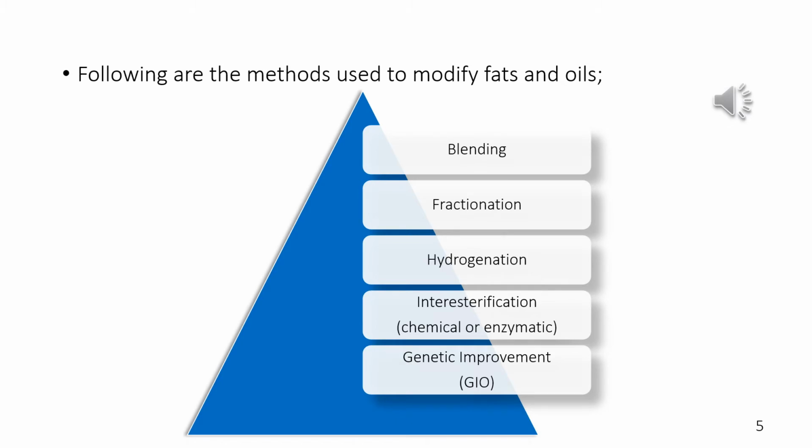Following are the methods that are used to modify the fats and oil. First is blending, second is fractionation, third is hydrogenation, fourth is interesterification, which has two types, chemical or enzymatic interesterification, and last one is genetic improvement, GIO method.